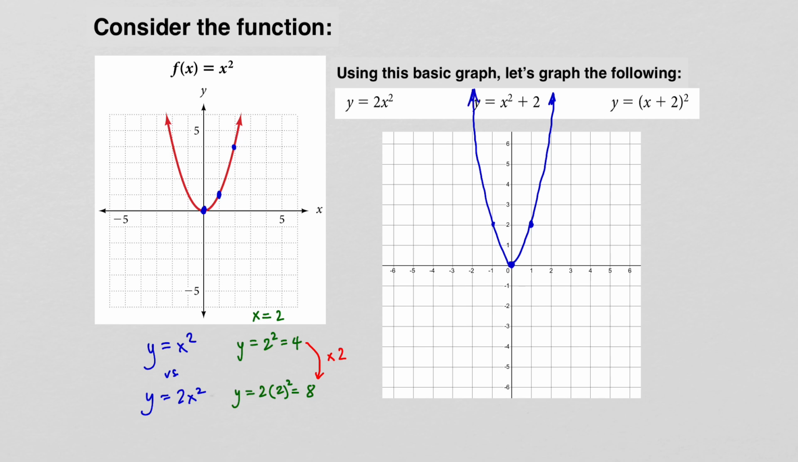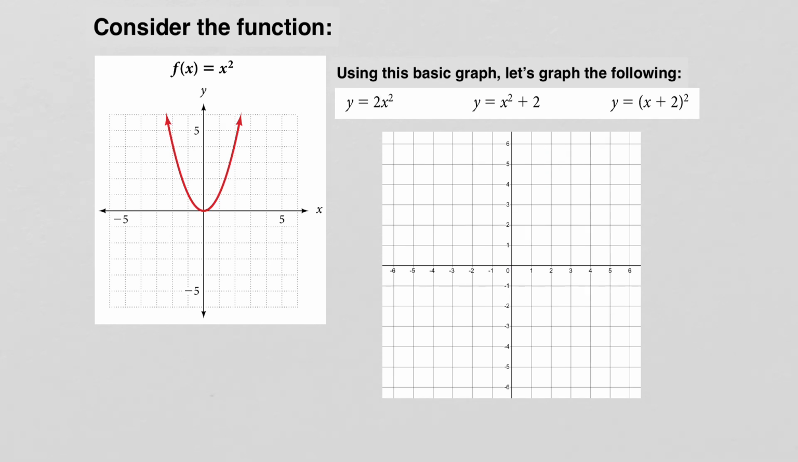So compared to the original graph, which looked like this, you can see that the graph 2x squared is twice as tall, or another way to see it is that it is more narrow. So that's what the number 2 does in front of the x squared. Now let's think about what happens to the graph y equals x squared plus 2. What does the plus 2 do?